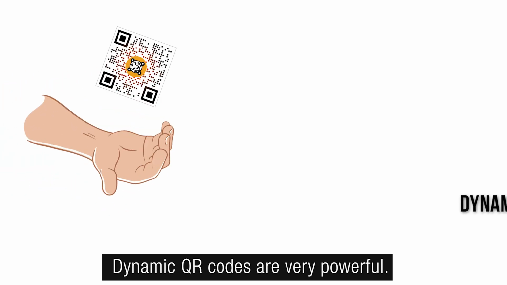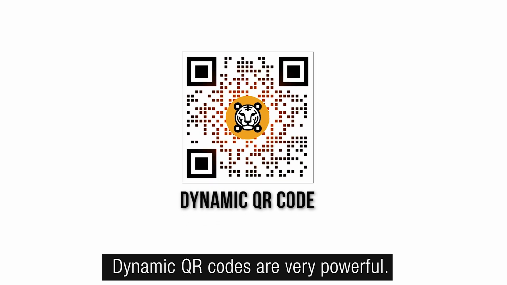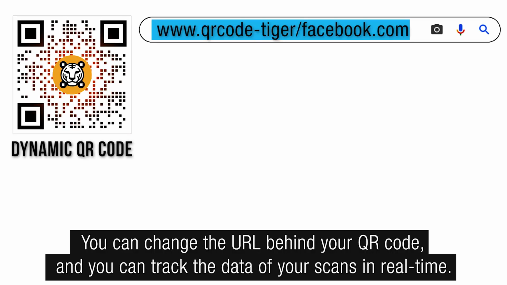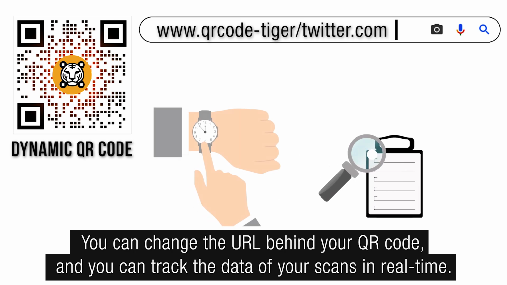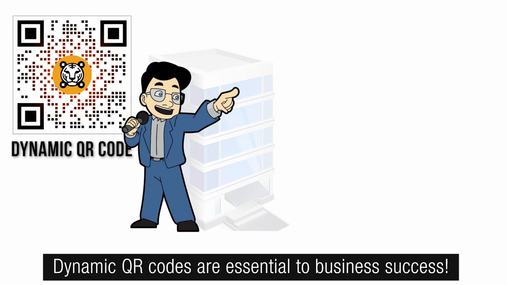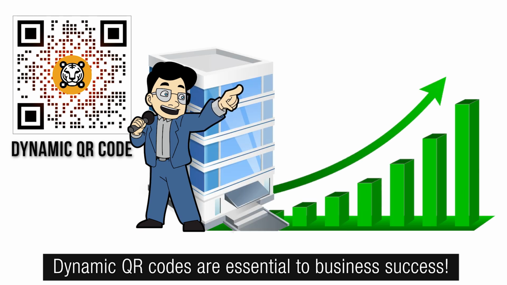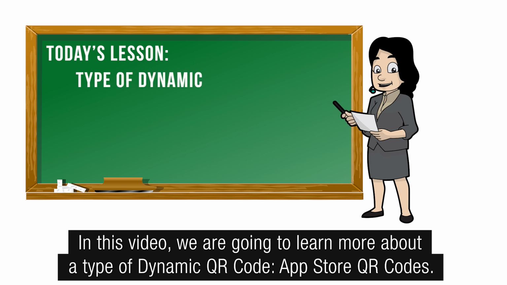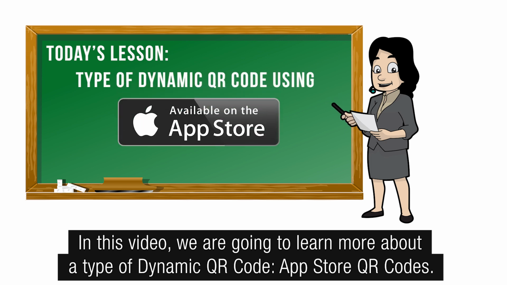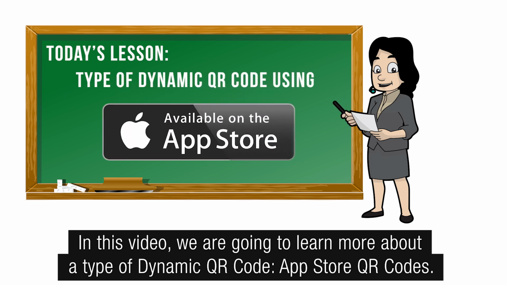Dynamic QR codes are very powerful. You can change the URL behind your QR code and you can track the data of your scans in real time. Dynamic QR codes are essential to business success. In this video, we are going to learn more about a type of dynamic QR code: App Store QR codes.